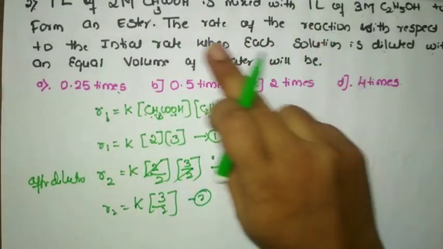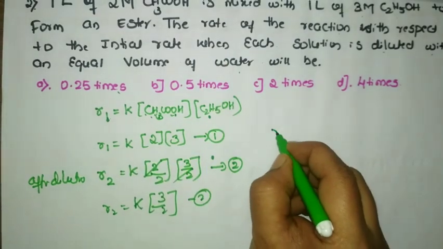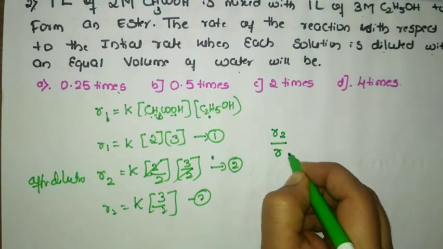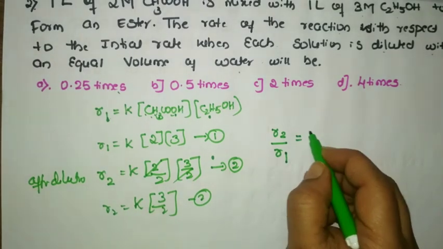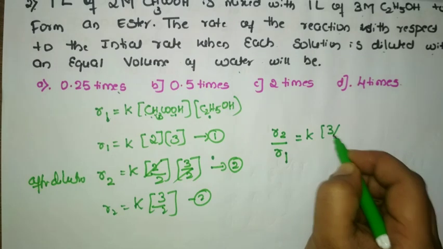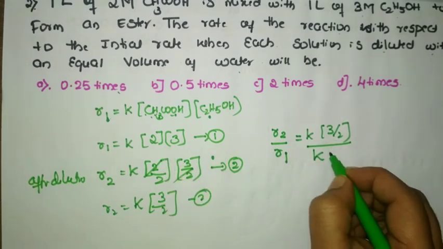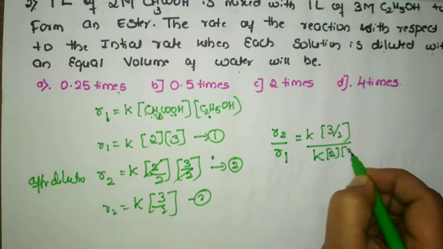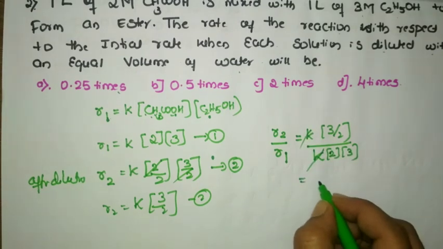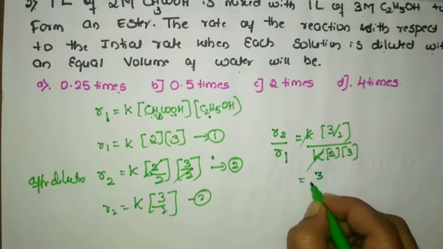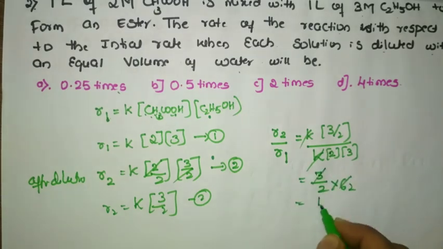Now, the rate of a reaction with respect to the initial rate, what happens we need to tell. So K into 3 by 2 over here divided by K into 2 into 3 over here. Okay, so it is like what we can write. So 3 by 2 and here it is 6. Okay, so 3 ones are 3, 3 twos are 6, so it is 1 by 4.